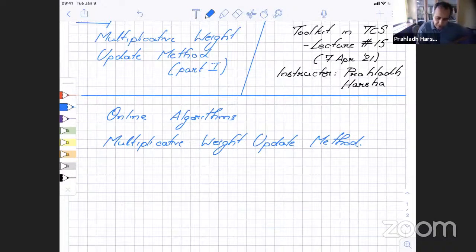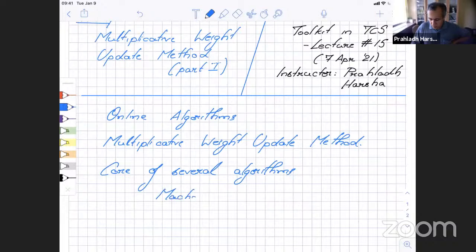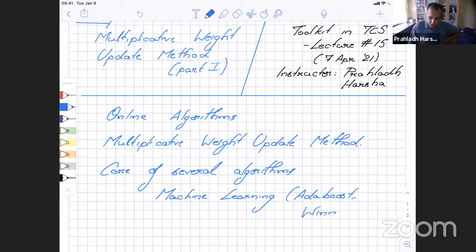It's called the multiplicative weight update method in the computer science literature, but this has been discovered and rediscovered several times independently across different disciplines. So it's been the core of several algorithms. In the machine learning community, there are very basic algorithms called AdaBoost and Winnow, which basically are a version of the multiplicative weight update method.